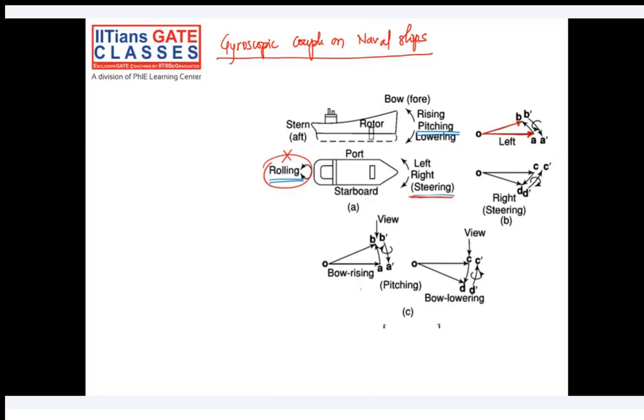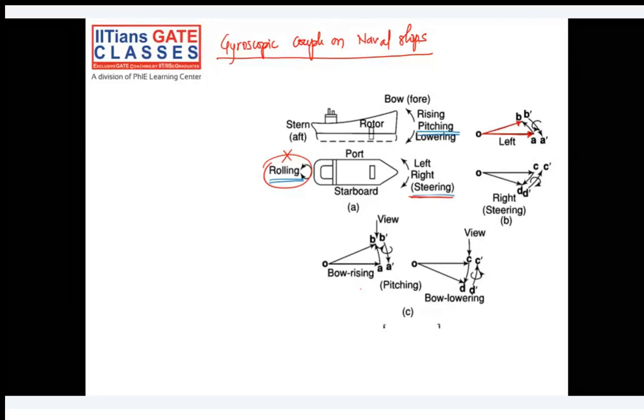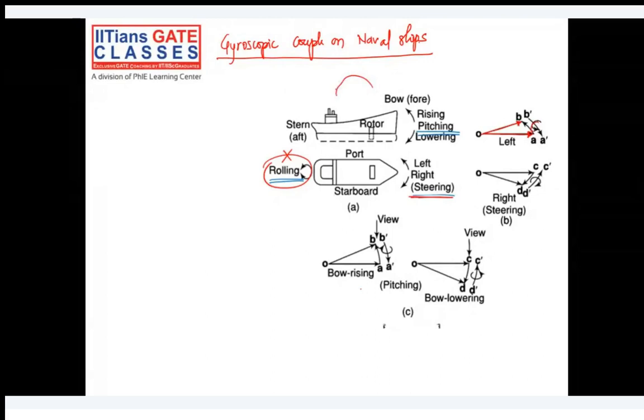Because of this reactive couple, you can clearly see it's in a counterclockwise direction. Counterclockwise direction means like this. You can clearly see it will raise the bow and lower the stern. So whenever you are taking a left turn, depending on your omega and omega p, you will feel how much the bow is lifting up and the stern is going down. And it is opposite in the case of a right turn.